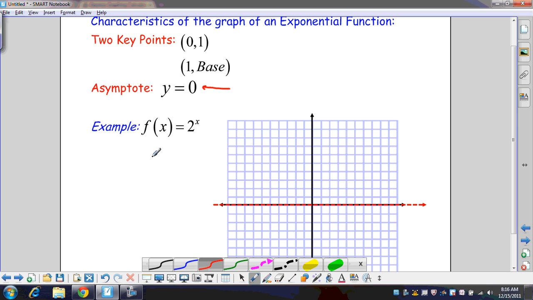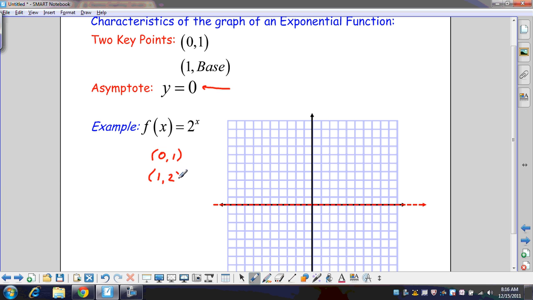So next, I want to go ahead and write my two key points. So I know I'm going to have 0, 1. And since my base is 2 in this case, I'm going to have the point 1, 2. So those are my two key points. So all I'm going to do is go onto the graph and plot them. 0, 1 and 1, 2.